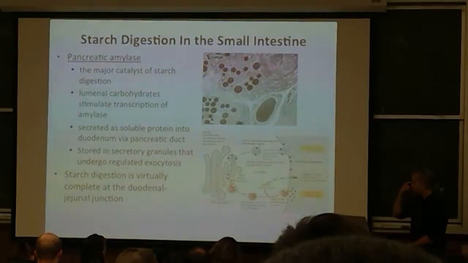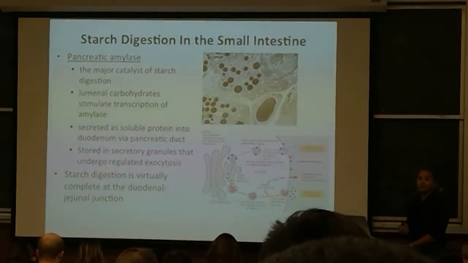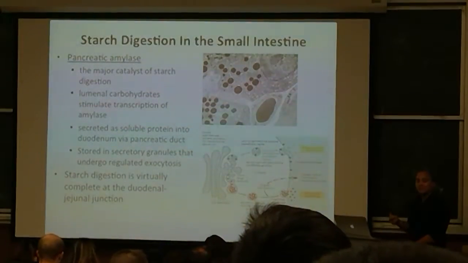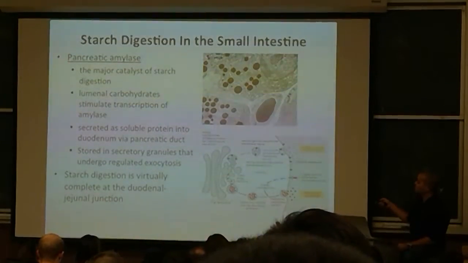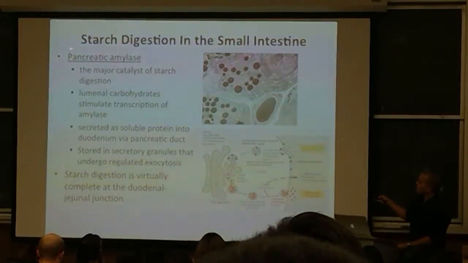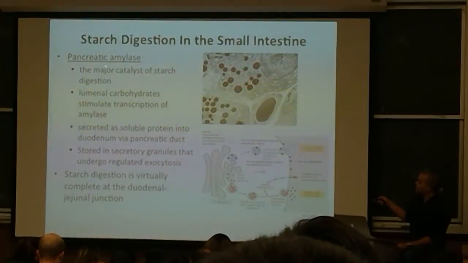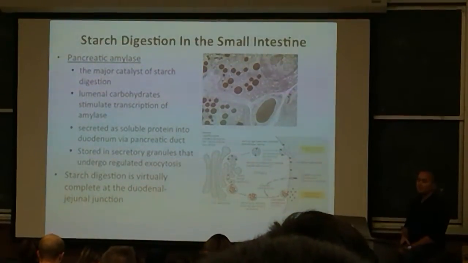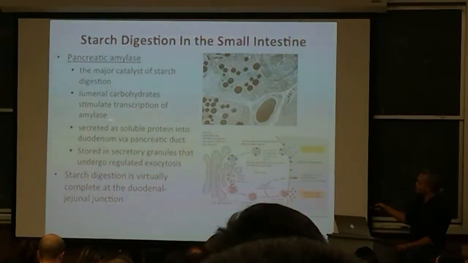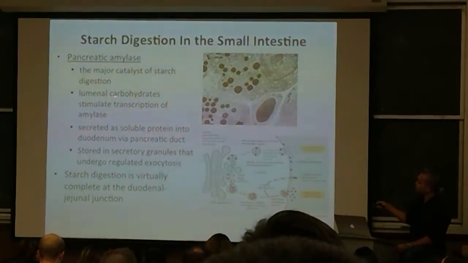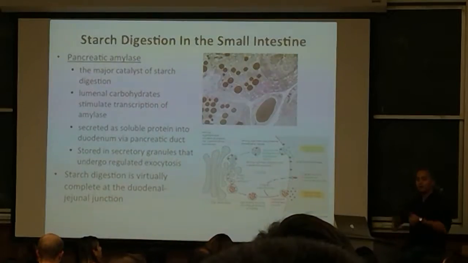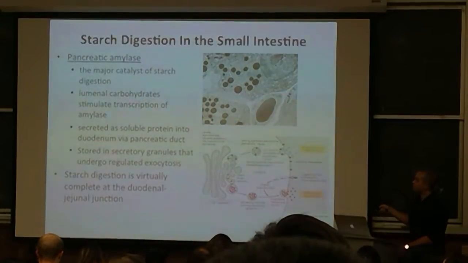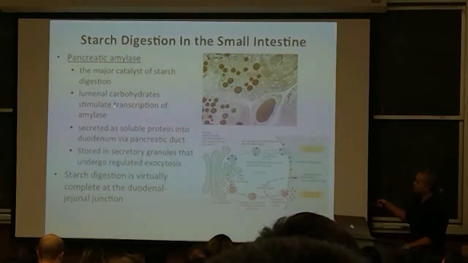So the majority of carbohydrate digestion occurs in the small intestine. Salivary amylase starts the digestion, but it's a pretty minimal amount of digestion of carbohydrates. The majority of this is accomplished in the small intestine. So there's pancreatic amylase, which is the major catalyst of starch digestion. Luminal carbohydrates are going to stimulate the transcription of this pancreatic amylase. So in response to carbohydrates in the duodenum, your body's going to start amping up production of amylase. Okay, so it actually stimulates transcription of amylase.